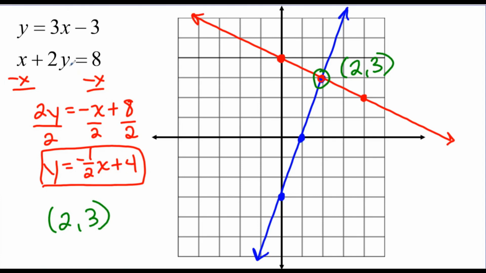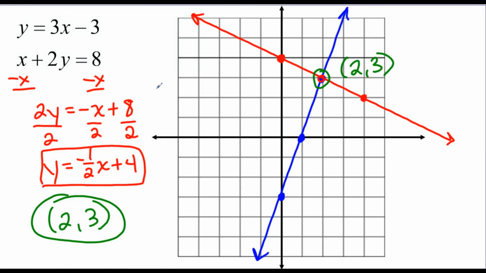they work. So if I plug a 2 into this first function, 3 times 2 is 6, and 6 minus 3 is 3. So that is a solution to the first equation. And if I plug it into the second equation, I get 2 plus 2 times 3, and 2 times 3 is 6, plus 2 is 8, and it is a solution to the other one as well. So it is a solution to both at the same time. So I know (2, 3) is the solution to this system of equations.